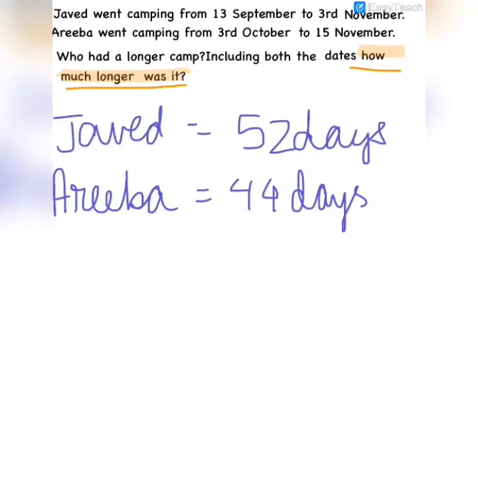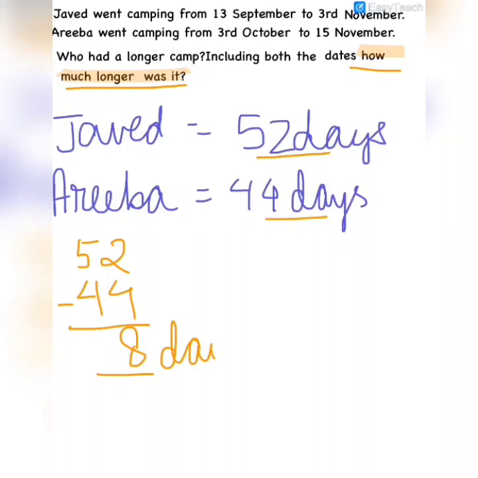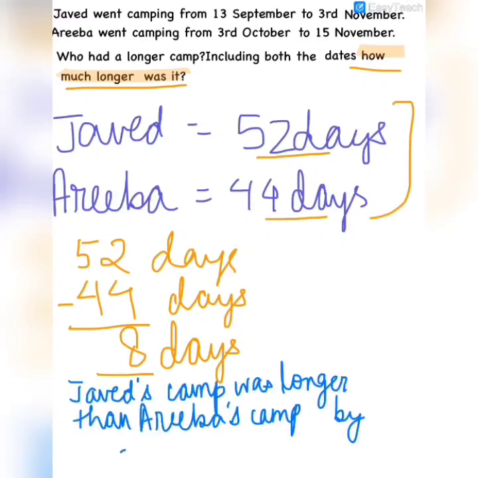So now what do we have to do? We have to make a comparison between these two camps. So how will we compare? We will subtract the smaller number from the bigger number. So the answer is 8. That is, Javed's camp was longer than Ariba's camp by 8 days. Okay, this is the difference between the two. This is it. I hope you all have understood. It's very easy.